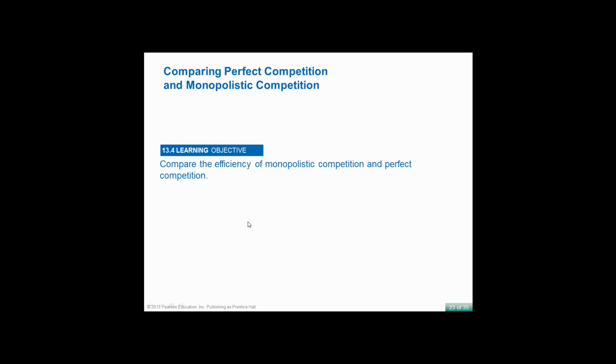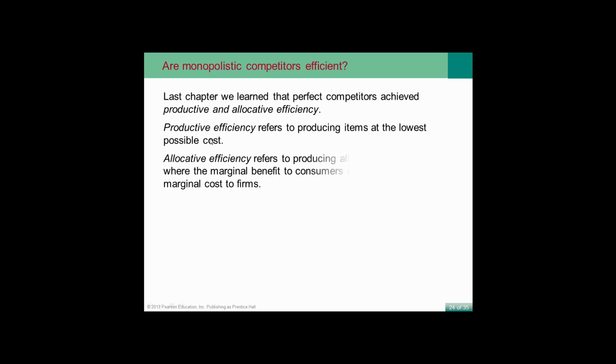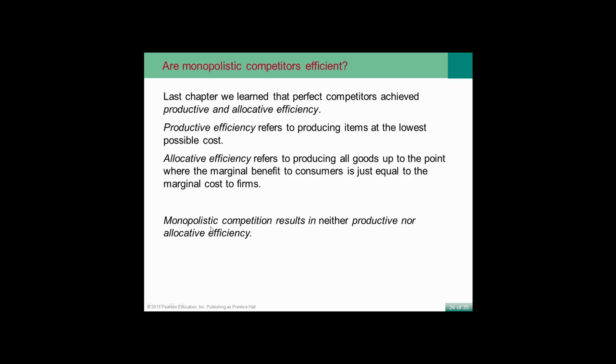So, compare the efficiencies of monopolistic competition and perfect competition. Last chapter we discussed that perfect competitors achieve productive and allocative efficiency. Productive efficiency refers to producing items at the lowest possible cost. Allocative efficiency refers to producing all goods up until the point where marginal benefit to the consumers equals marginal cost to the firm, or MB equals MC. Monopolistic competition results in neither productive nor allocative efficiency.